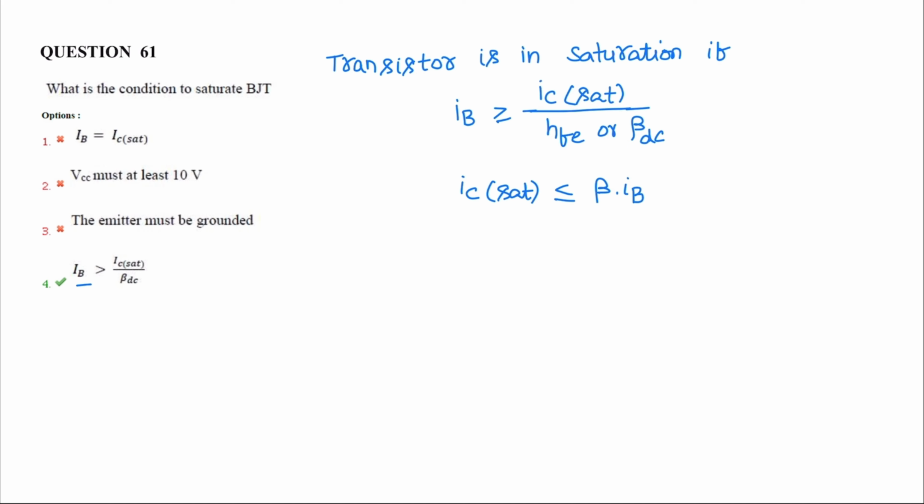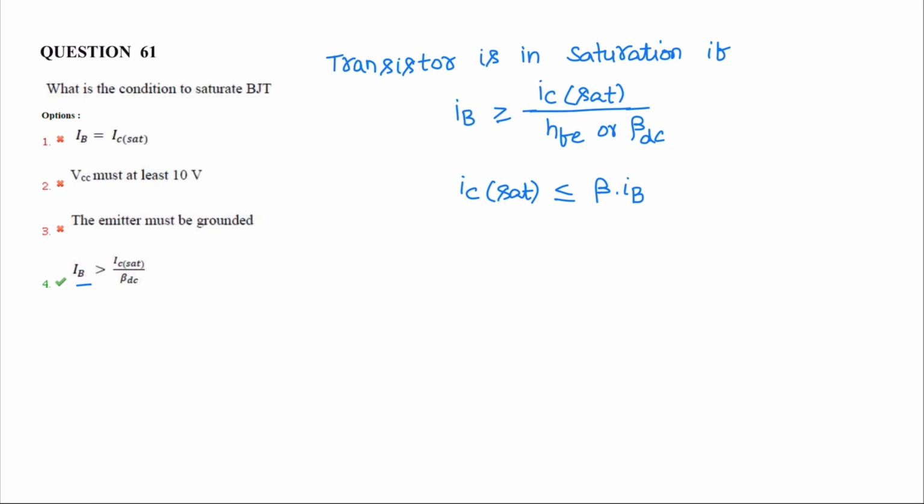Assistant Professor in Andhra Pradesh State University's Electronics and Communication Engineering 2018 Question Paper Solutions Part 3, that is from question number 61 to question number 90. Question number 61. What is the condition to saturate BJT?